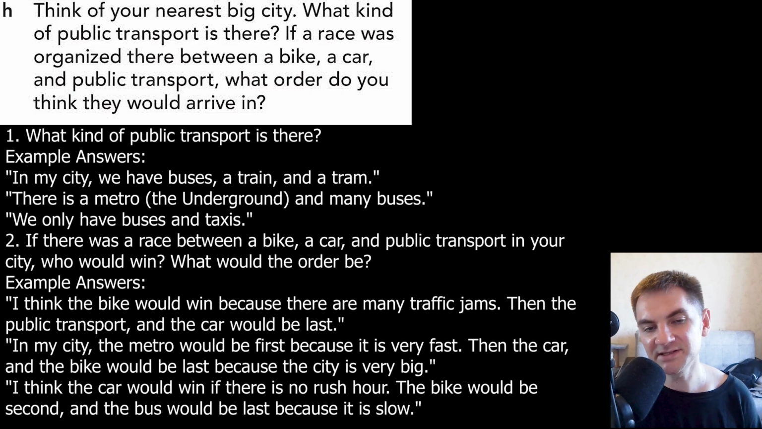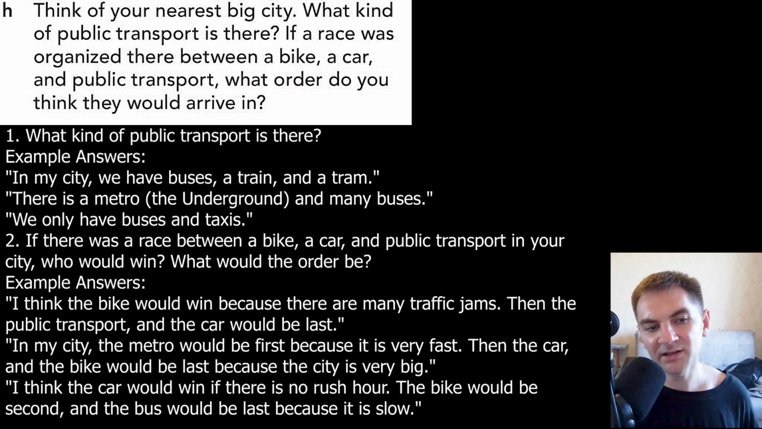Okay. Part H. Think of your nearest big city. What kind of public transport is there? If a race was organized there between a bike, a car, and public transport, what order do you think they would arrive in? Okay, think about your city or the nearest city. What kind of public transport is there? You can say, in my city we have buses, a train, and a tram, or there is a metro or the underground and many buses, or we only have buses and taxis and so on. Number 2, if there was a race between a bike, a car, and public transport in your city, who would win? What would the order be? And there are some example answers.